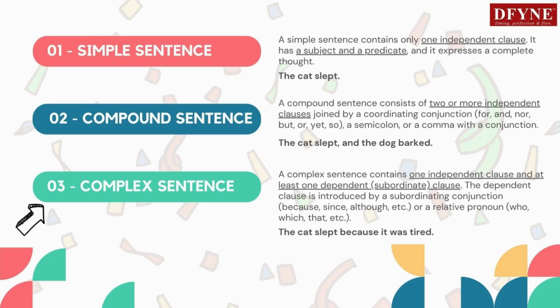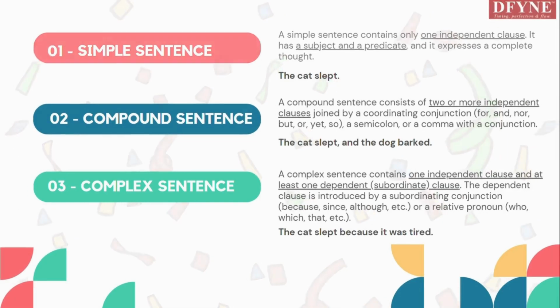A complex sentence contains at least one independent clause and a dependent clause. In the example, we see that because it was tired is depending on the rest of the sentence to provide a complete thought. Both compound sentences and complex sentences showcase the relationship between ideas. The key difference lies in how the ideas are connected and the purpose behind using each type, as we will learn later in this video.